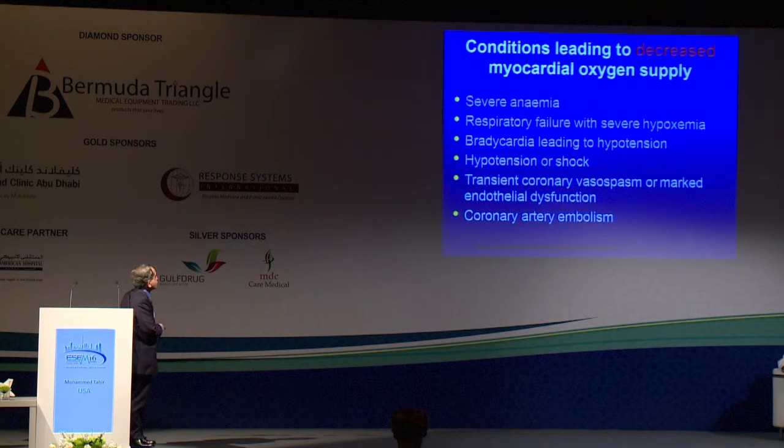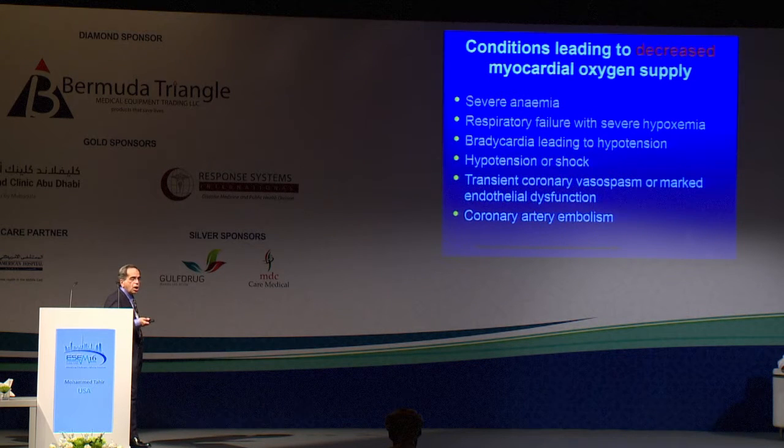Okay. So some of the other conditions of the decreased myocardial oxygen supply, we talked about anemia, respiratory failure. I don't know how common COPD is here, but it's a very common disease in America related to smoking with severe hypoxemia.